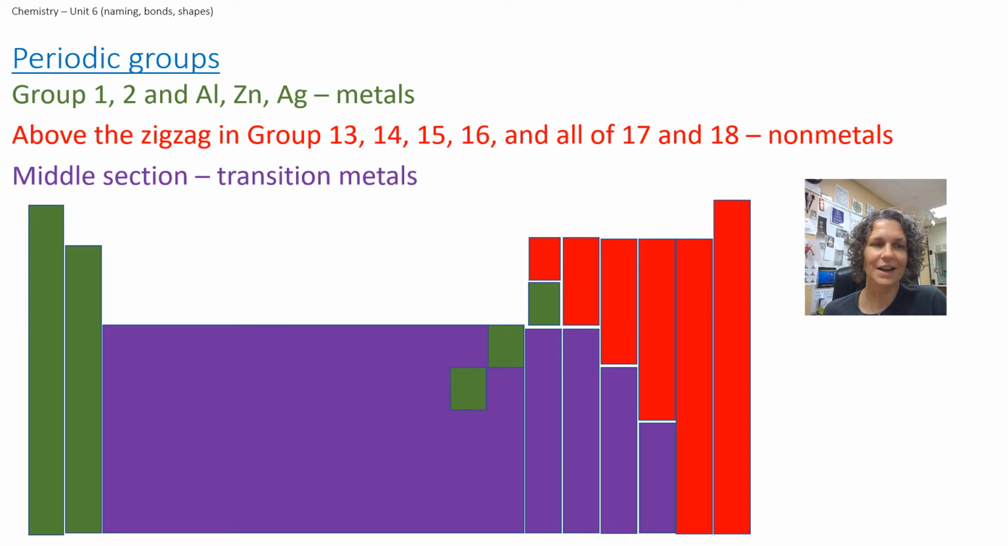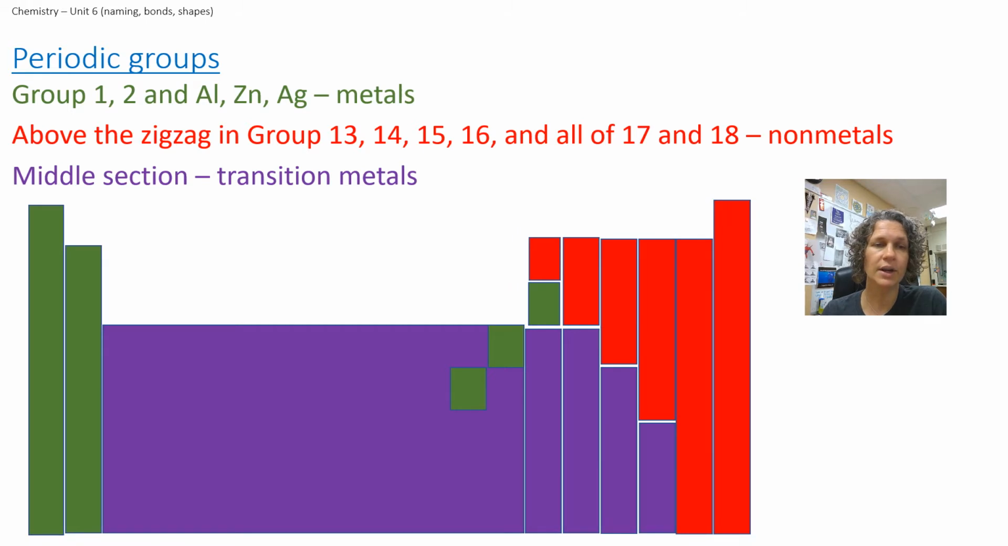Hi guys. All right, so we are starting Unit 6, which feels kind of like a hodgepodge of different things, but they all actually go together. We're going to talk about naming, bonding and bond types, and then shapes of molecules, because that is how you determine the state of matter of these different compounds when they form molecules.